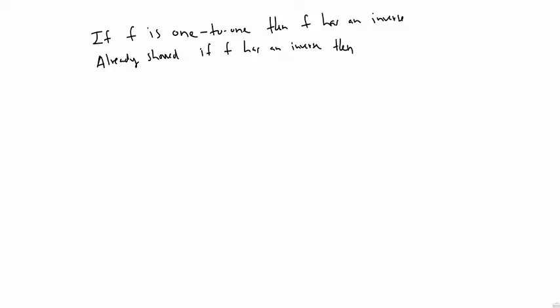Every function that is 1-to-1 always has an inverse. So the functions that have inverses are precisely the functions that are 1-to-1. So we have this picture.